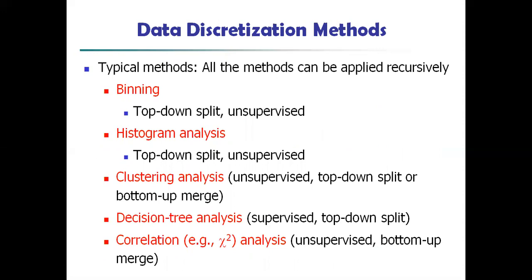Next one is decision tree analysis. It's supervised because we know which class it is going to belong to. And the decision tree, we already know, is a top-down split from root node to leaf node. It will be spreading out. Next one is correlation. There is a chi-square test analysis, which is unsupervised and is a bottom-up merge. So we'll see one example for binning over here.